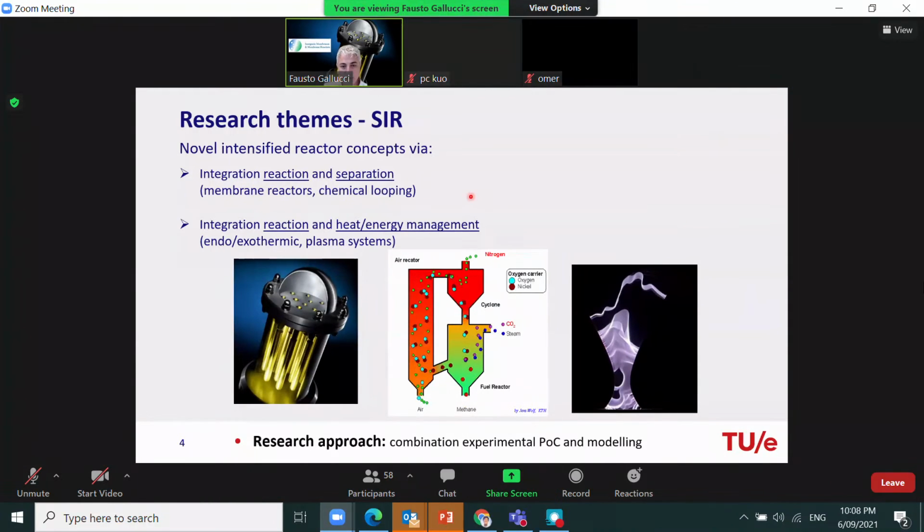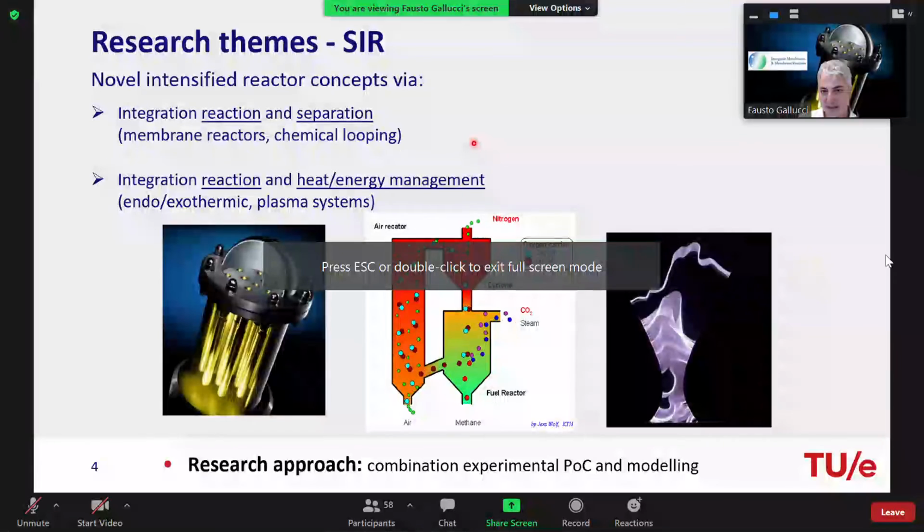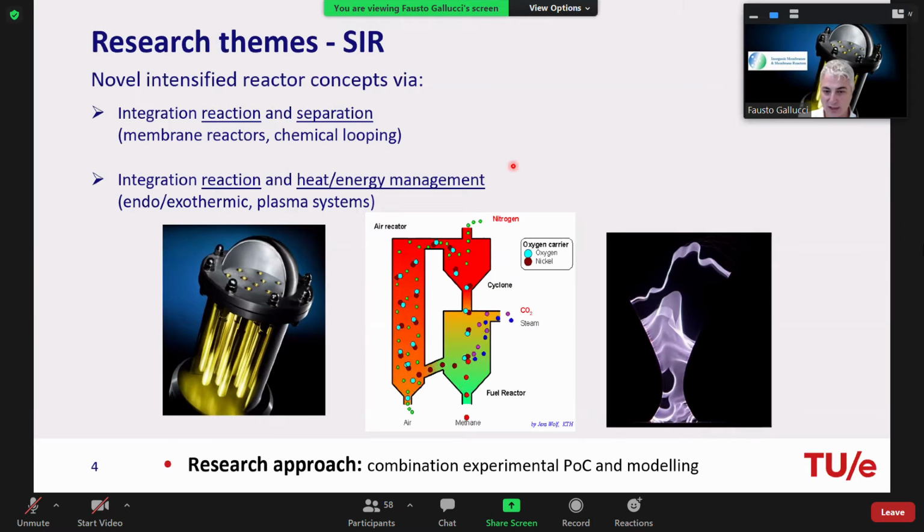Now, what we do in our group, as I told you, the group is called Inorganic Membranes and Membrane Reactors. So membranes is quite a big team. But we work in general on integration of reaction and other functions. So membrane reactors are integration of reaction and separation. What we do also is chemical looping, like here in this scheme, is a combination of reaction and separation, where the separation is done by a solid.